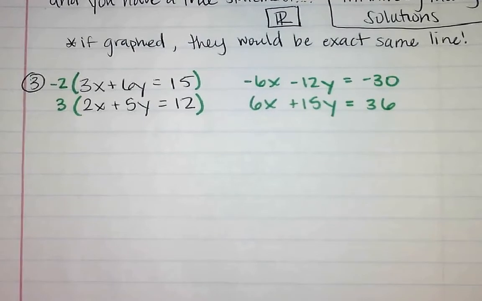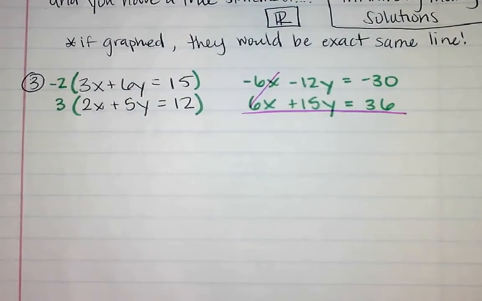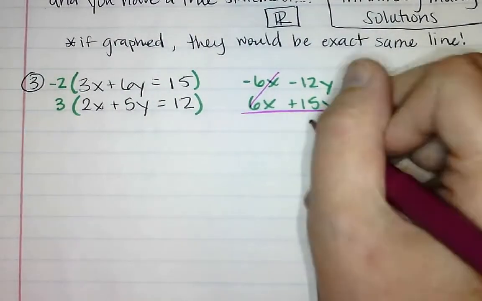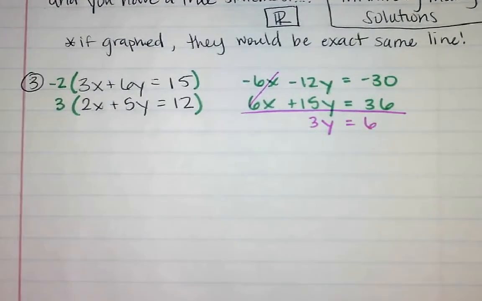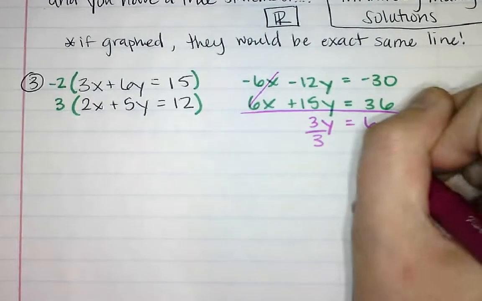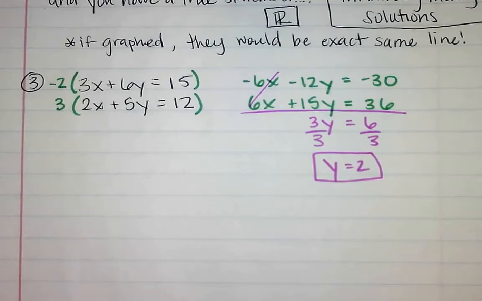So as we eliminate these, we see that our x's are gone. So now what are my y's equal to? We got 3y is equal to 6. If we divide both sides by 3, my y is equal to 2. Do y'all feel good? Does that make sense? Are we tracking? All right, guys? So my y is equal to 2.